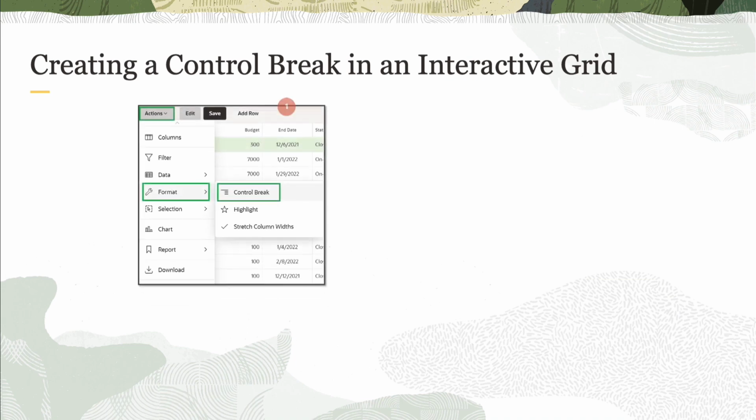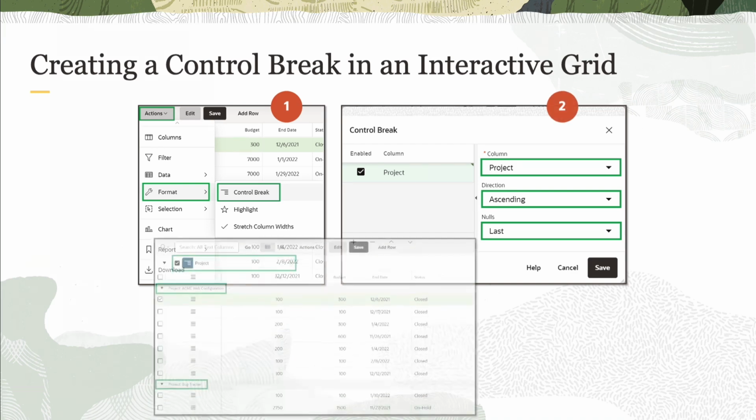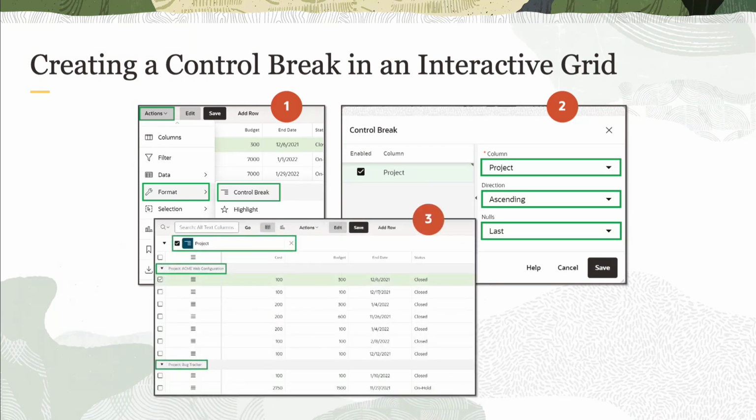You can also add a control break in an interactive grid using an Actions menu. To do that, click on Actions menu and select Format. Under Format, click on Control Break. This opens up the Control Break dialog box. Here, you can specify the column on which you want to apply the control break. You can specify the sorting direction. You can also specify how you want to treat the null values. Once the control break is configured, you can click on Save, which then refreshes the interactive grid and applies the control break.